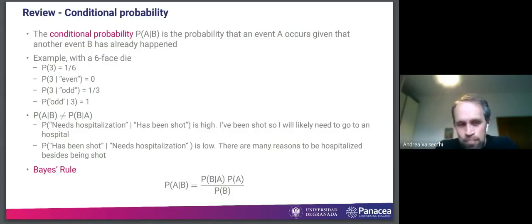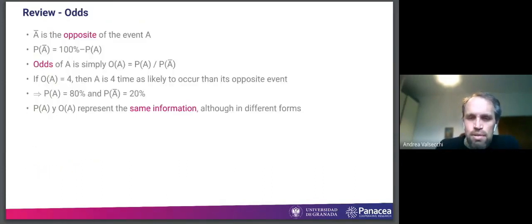Another topic that may sound familiar is Bayes' rule, which is a theorem that helps us whenever we have a conditional probability in the form of A given B, and we want to know the opposite probability, which is going to be B given A. That's just a reference. We will use it, but you don't really need to remember it.